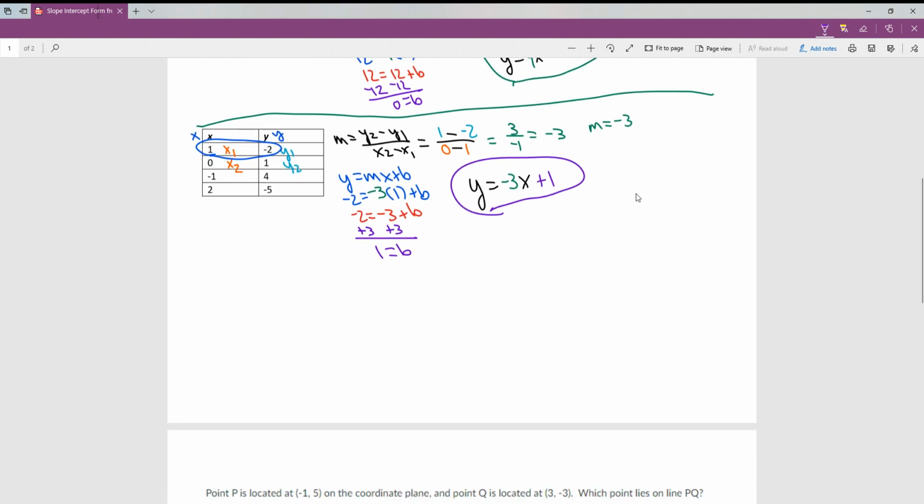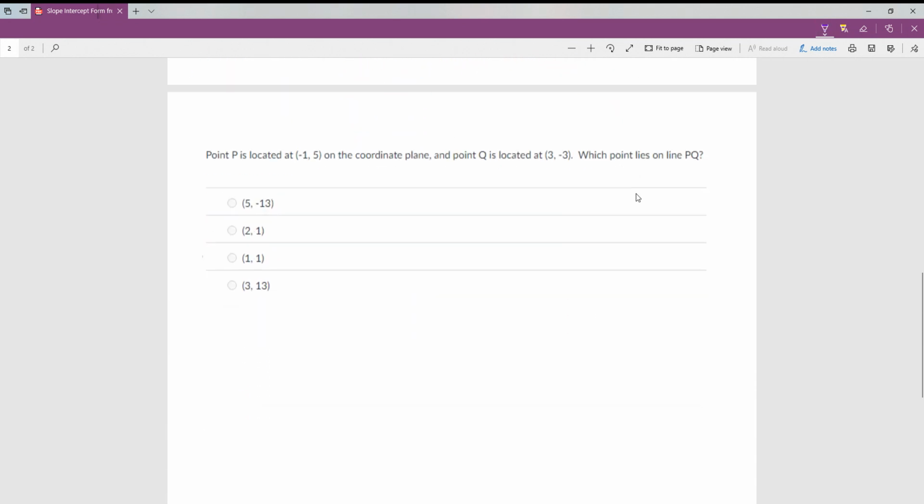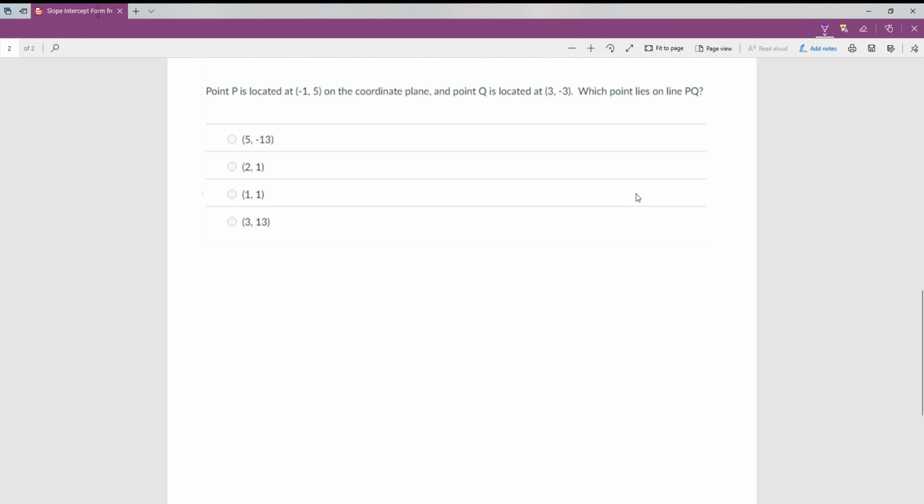There's one more problem we look at that's a little bit trickier, which is this one right here. They tell us point P is located at -1, 5, and point Q is at 3, -3. Which point lies on line PQ? You could potentially figure this out by graphing, but you can also figure it out by finding the equation of that line, which is how I'm going to show you how to do this. So we have 2 points. That means we can use our slope formula to find our slope and then find our B like we did before.